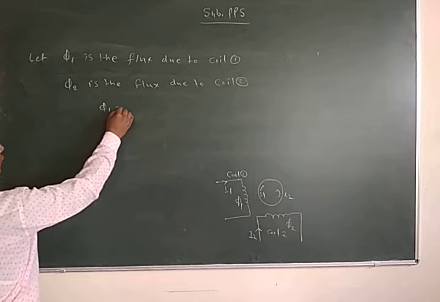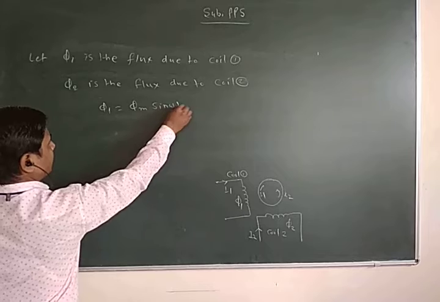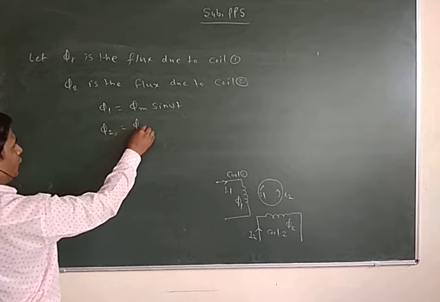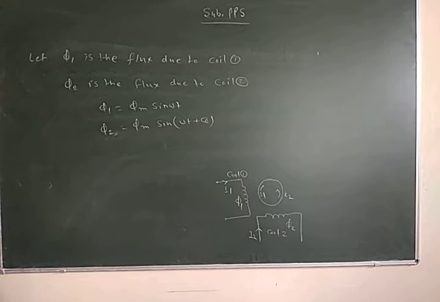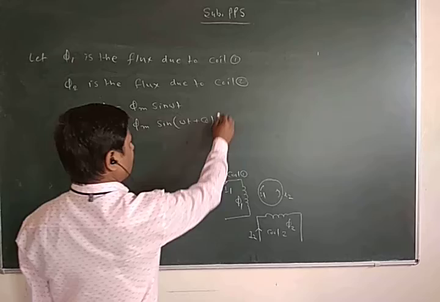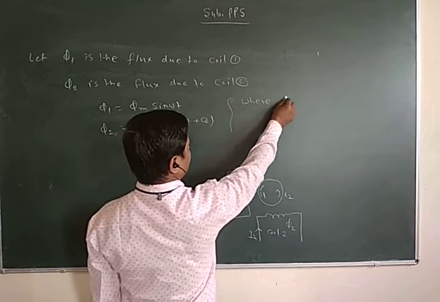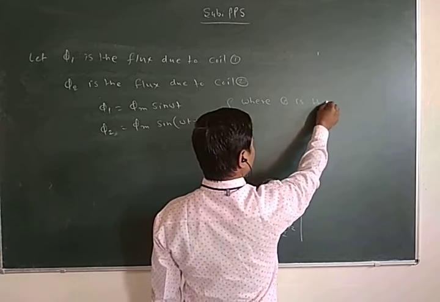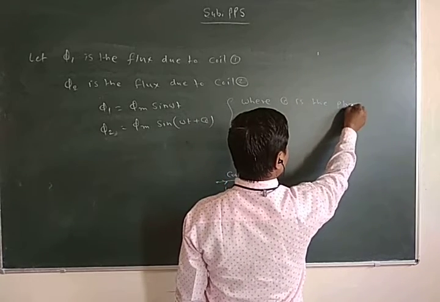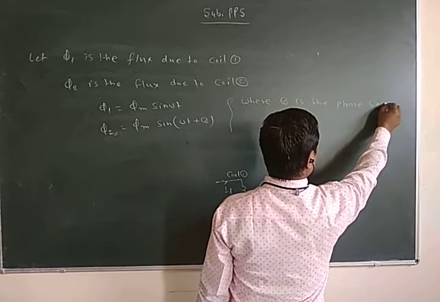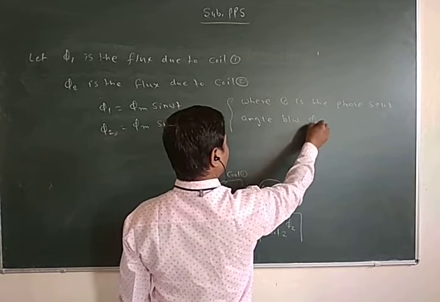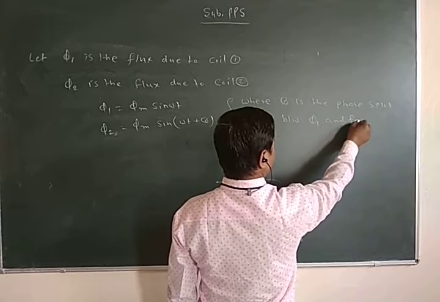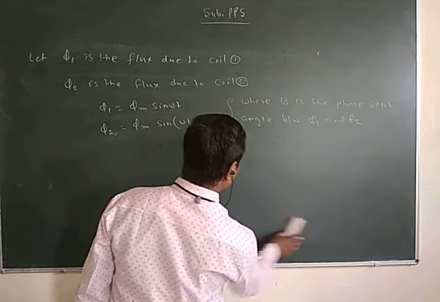So Phi1 is equal to Phi m sin omega t and Phi2 is equal to Phi m sin(omega t plus theta), where theta is the phase displacement between Phi1 and Phi2, that is, the phase split angle between Phi1 and Phi2.